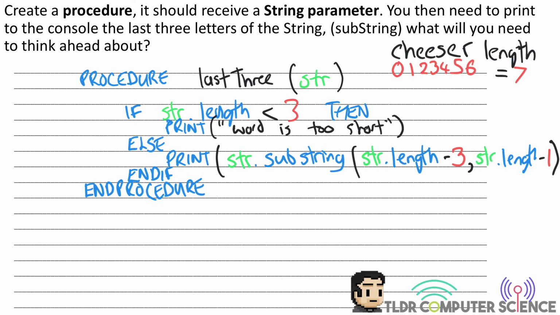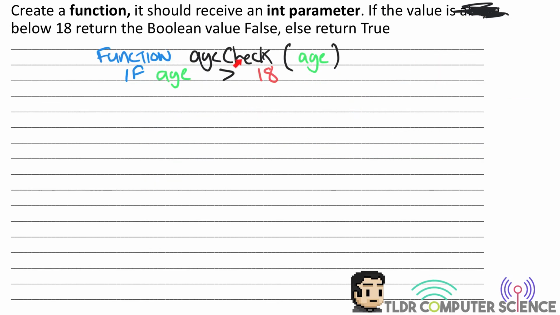Maybe I should also indicate that this bit over here is not part of the code. This is just for illustration. Right now, I've gone through here. I've said function age check. I've taken age as a parameter. I'm saying if age is above 18, then I can return what? What should I return?